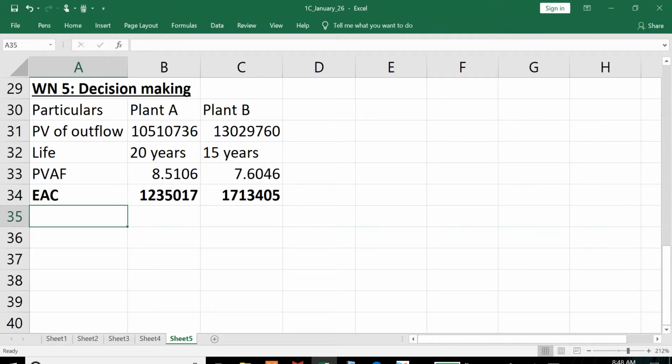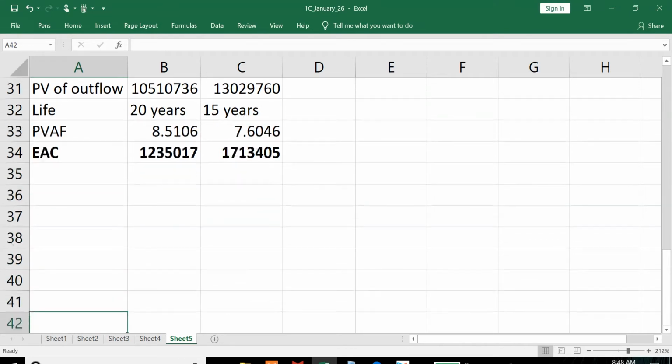Cost for a single year is 12 lakhs and 17 lakhs. The equated annual cost (EAC) is 12,35,017 and 17,13,405. Clear?